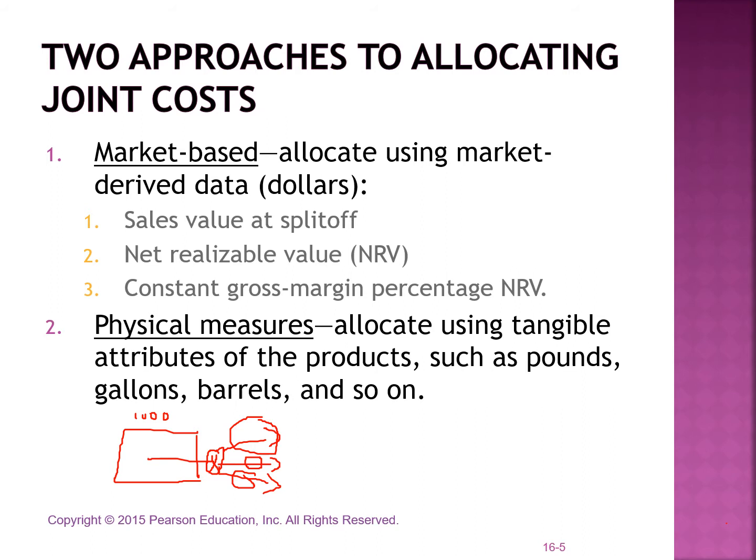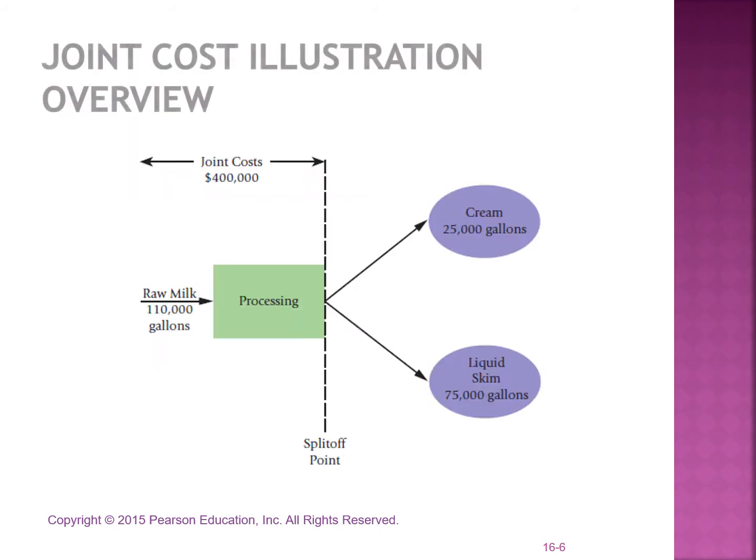The theory tells us that we have two main approaches: the market-based approach, which allocates using market data, and the second one, which is the easier one, the physical measure, which allocates using tangible attributes of the product such as pounds, gallons, barrels, and so on, depending on a physical measure of the product. Let's see how each one is applied through our slides.